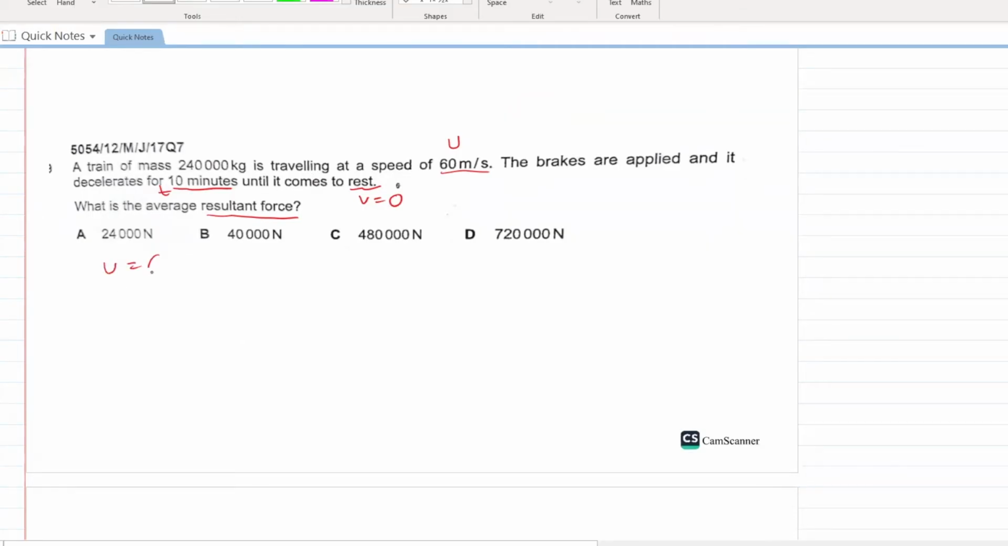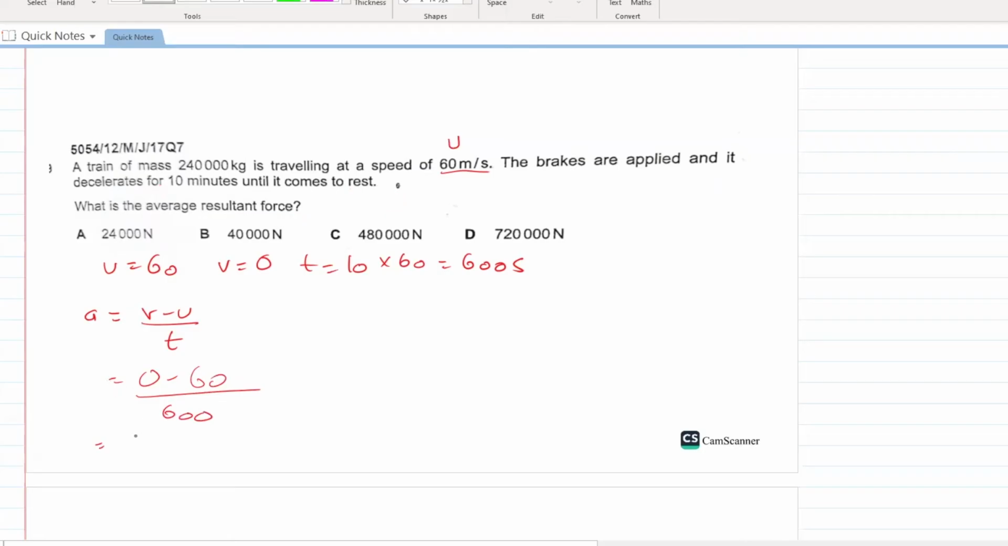Yes. u is 60. v is 0. t is 10 minutes. 10 into 60, that is 600 seconds. What will be your acceleration or deceleration? Acceleration is equal to v minus u divided by t. What is v? 0. What is u? 60. What is t? 600. What will your answer for deceleration come out to be? Negative 0.1 ms^-2. This is your deceleration.